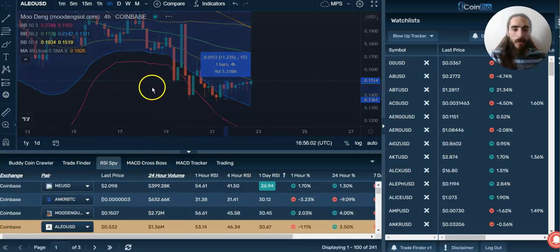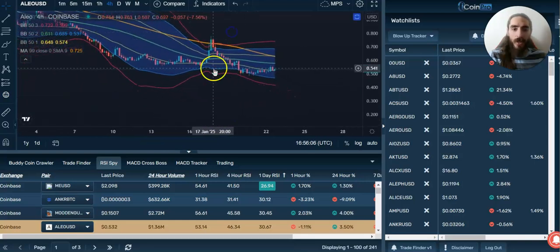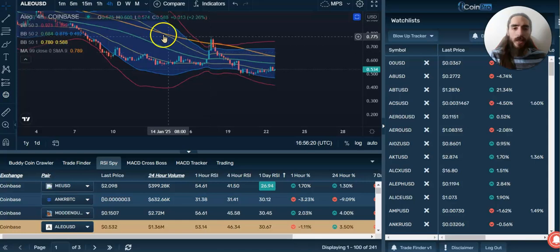Okay. So do you see how easy it is to just find trades if you just use the software? Okay. You just click on one day and all of a sudden you're going to have all these low RSI coins.